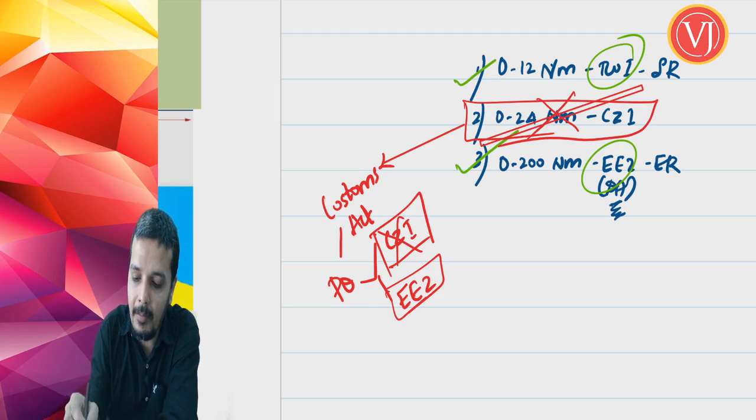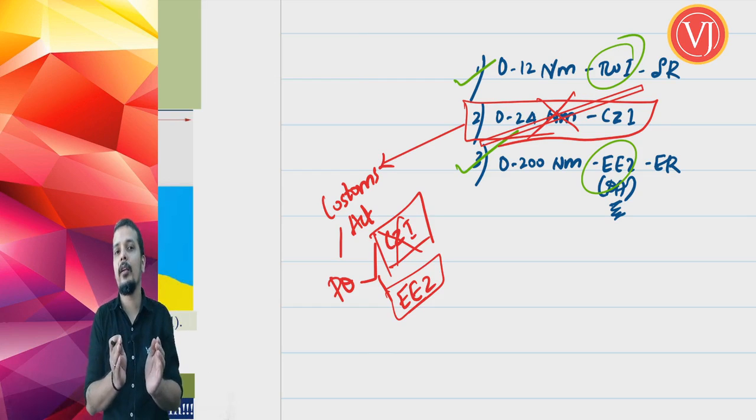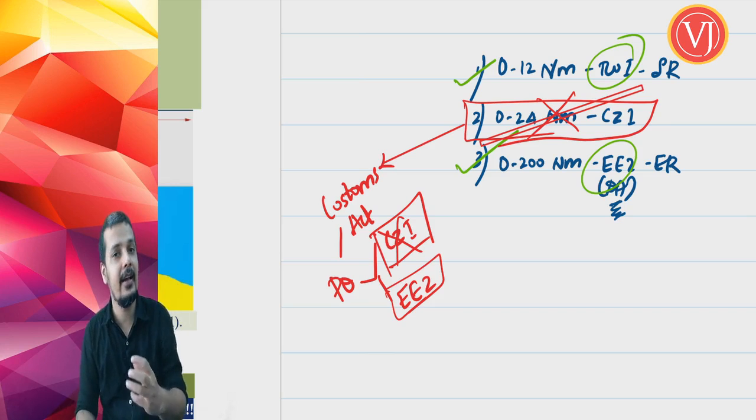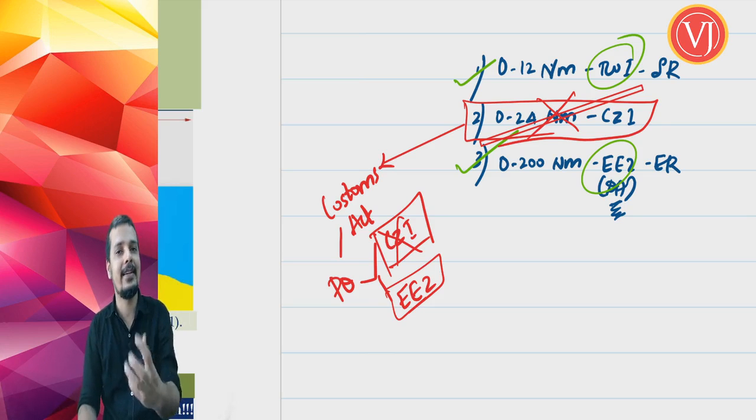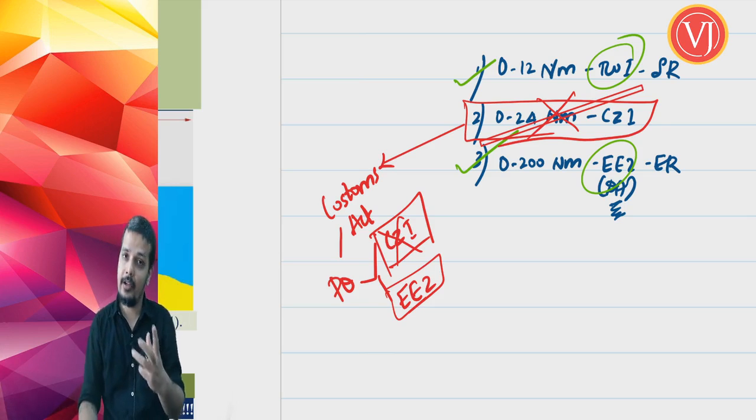Rather, if I were to summarize this: 0 to 12 nautical miles, territorial waters of India, India is having sovereign rights. It was, it is, it will always be part of India. 0 to 200 nautical miles, exclusive economic zone.